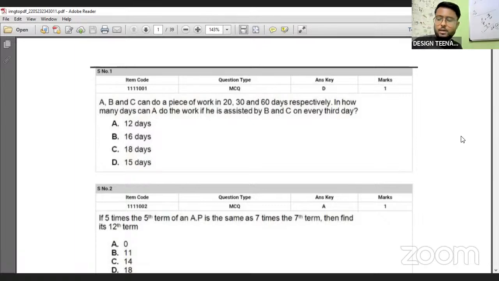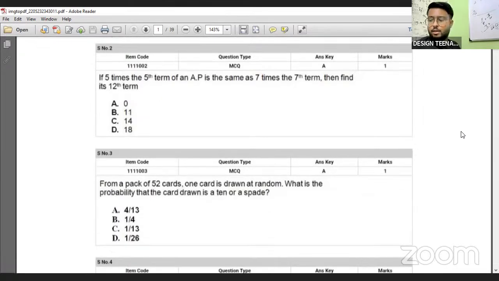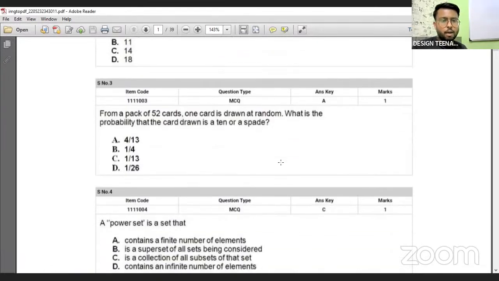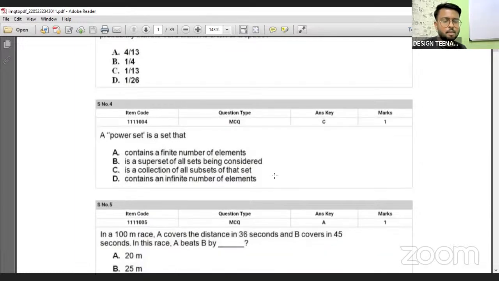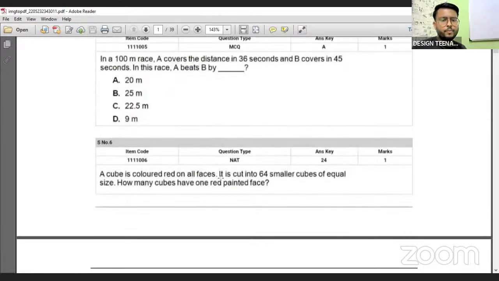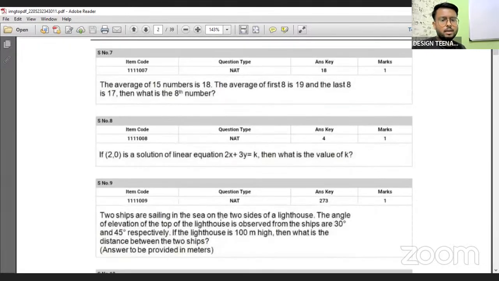Fine. So let's proceed further. Now we are starting with the maths questions. We need to see how many maths questions are coming up, and how many questions we need to solve in the amount of time that we have, in the whole paper. So question number 1, 2, 3, followed by 4, then question number 5, 6, 7, 8, 9.